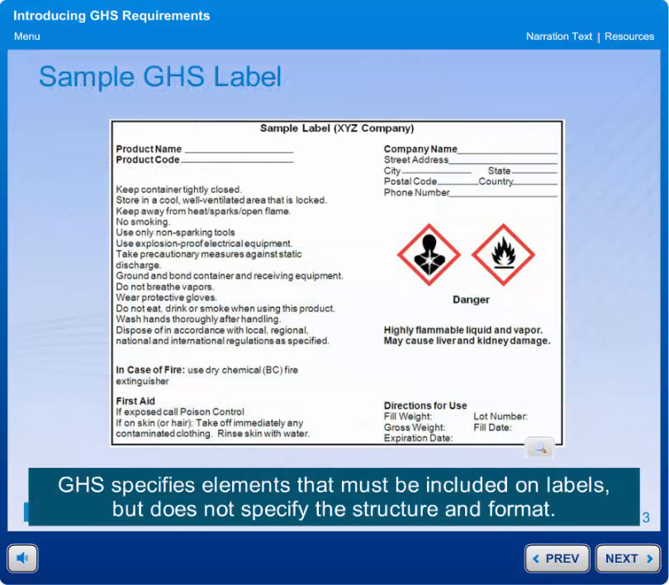In order to see how all of these elements play together on the labels, here we have an example of the GHS labels. It is important to point out that GHS specifies the elements that must be included on product labels, but does not set requirements for format or structure. The label we will discuss in this training is generic.